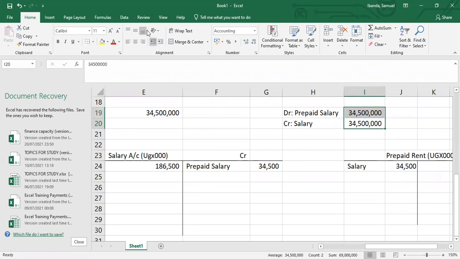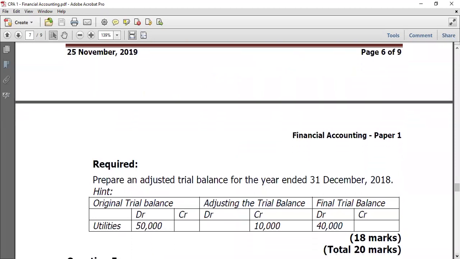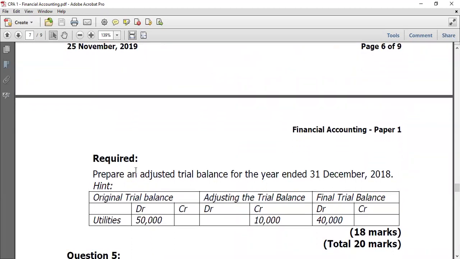Now, for this question, let's just check and see what did the question really need. What did it ask us? Did it ask us to journalize or prepare ledgers? When you look at this question down, they said prepare an adjusted trial balance for the year 31st December 2018.